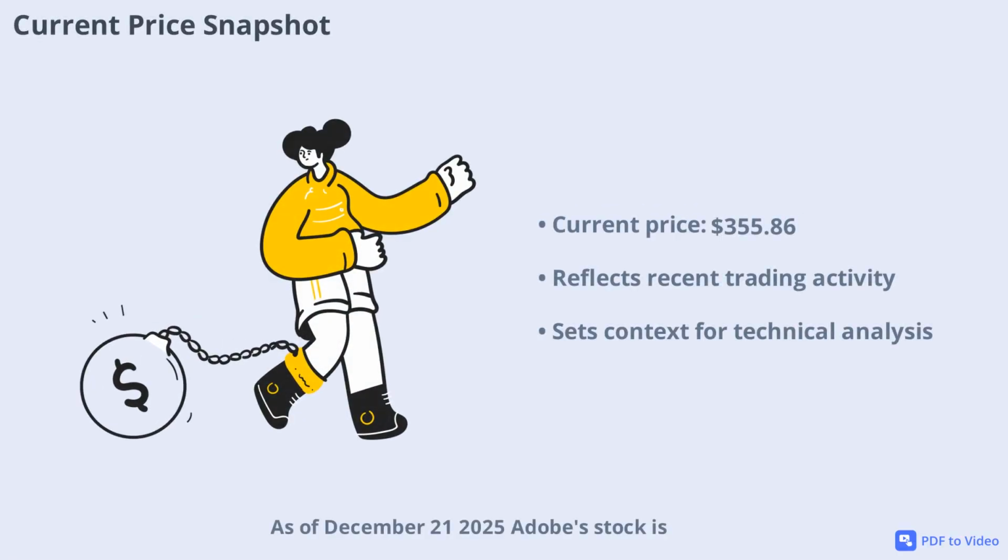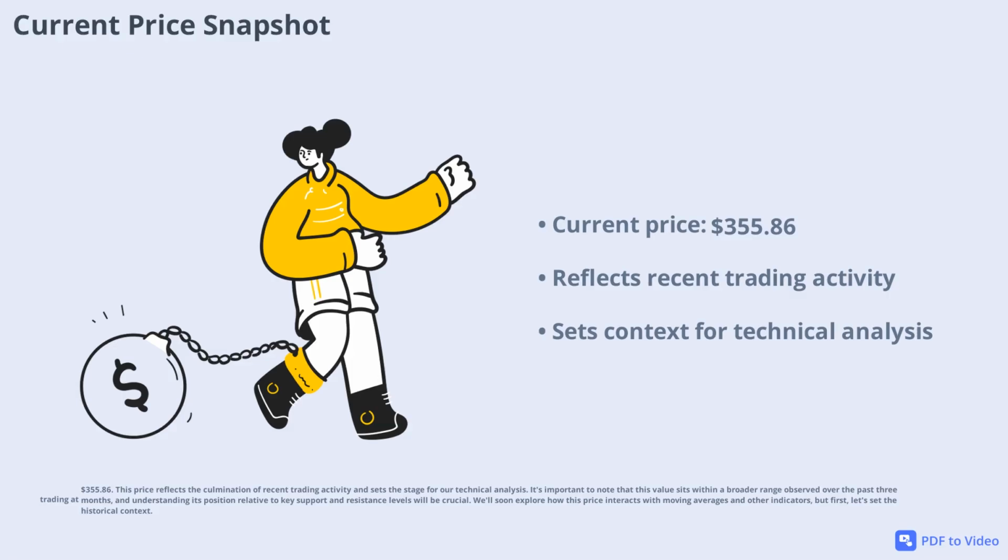As of December 21, 2025, Adobe's stock is trading at $355.86. This price reflects the culmination of recent trading activity and sets the stage for our technical analysis. It's important to note that this value sits within a broader range observed over the past 3 months, and understanding its position relative to key support and resistance levels will be crucial. We'll soon explore how this price interacts with moving averages and other indicators, but first, let's set the historical context.